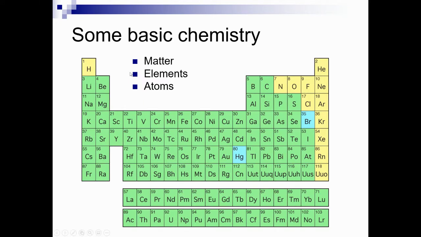So everyone's probably familiar with this. This is the periodic table of the elements. These are arranged into rows and columns called periods and groups based on similarities in their chemical reactions and their reactivity. They're in groups up and down.